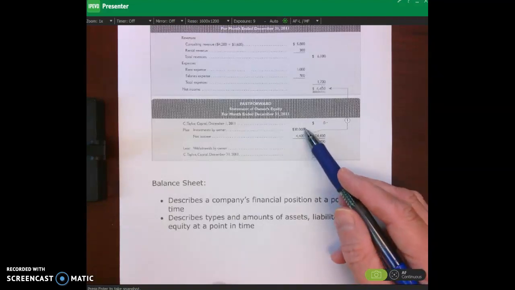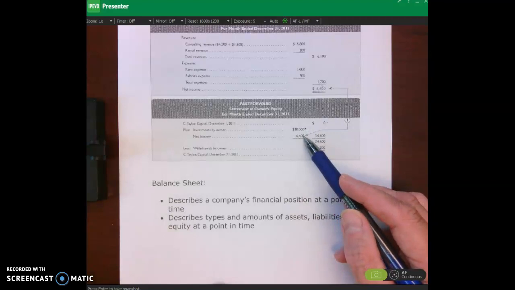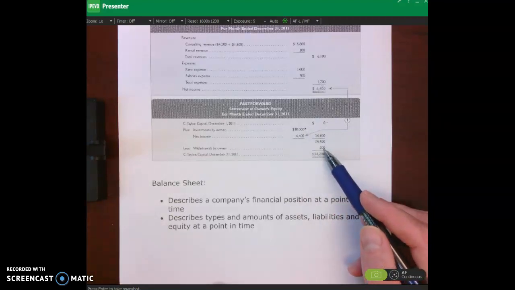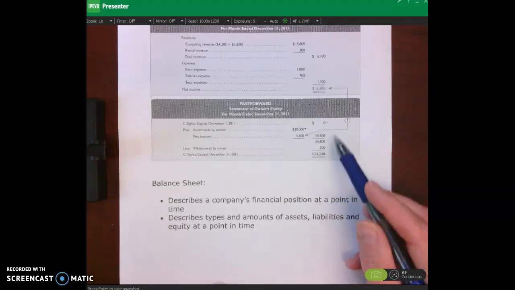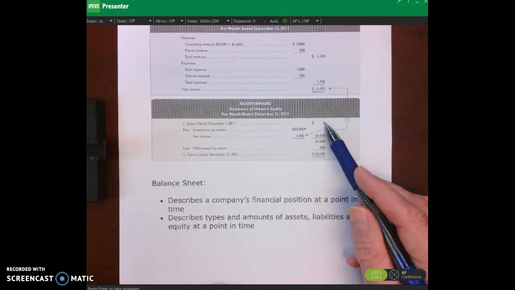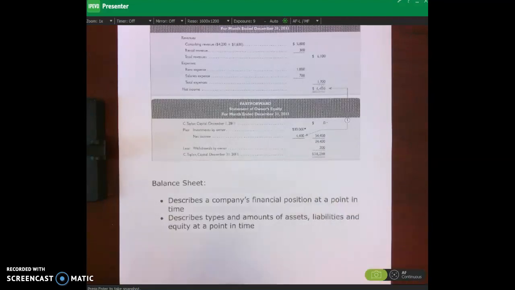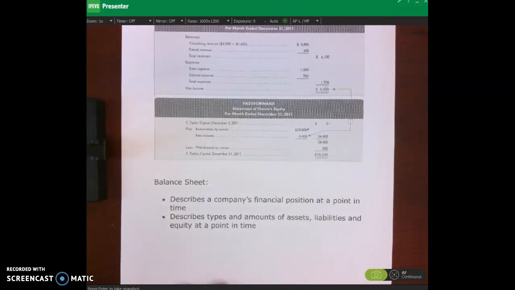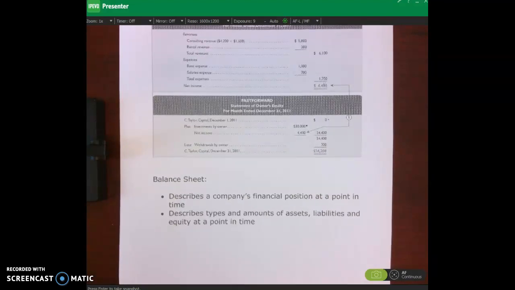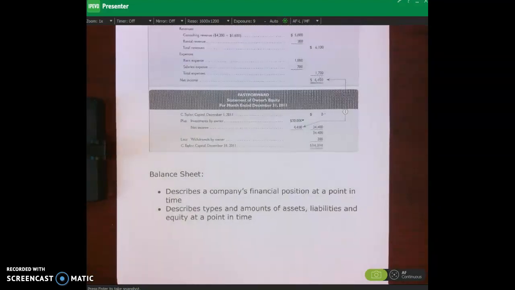So I take my owner capital of $30,000 plus my net income of $4,400, subtract out my owner withdrawals of $200, add that to my beginning balance of zero for a beginning balance of equity, equals my ending balance in equity of $34,200. Okay. Now, the balance sheet describes the company's financial position at a point in time.